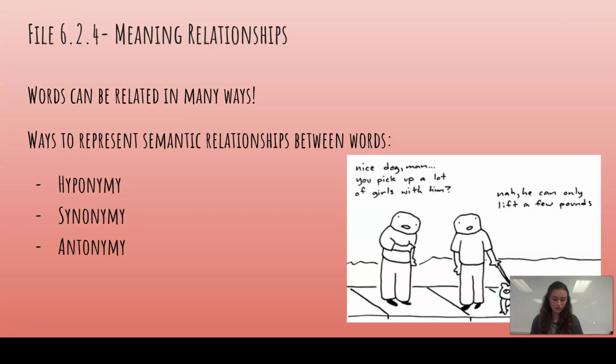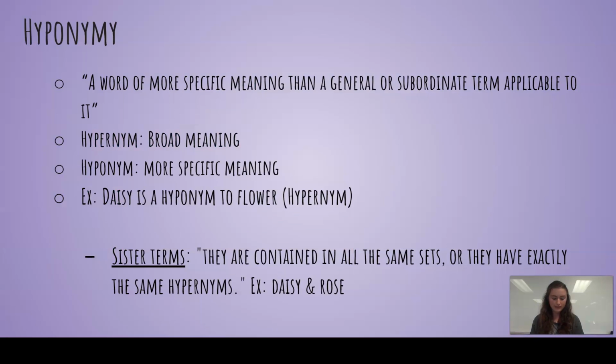So there are many ways that words can be related. Some of the ways to represent semantic relationships between words are hyponymy, synonymy, and then antonymy. Hyponymy is a word of more specific meaning than a general or subordinate term applicable to it. So under this is hypernym and hyponym. Hypernym is the broader meaning, and then hyponym is the more specific meaning.